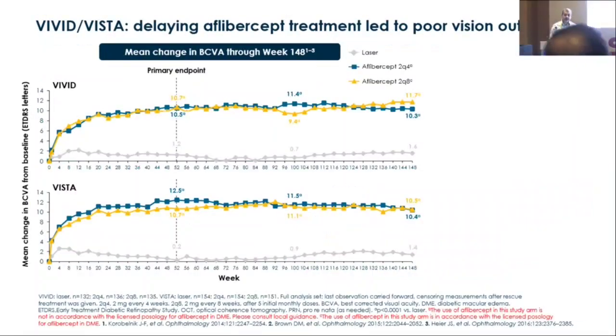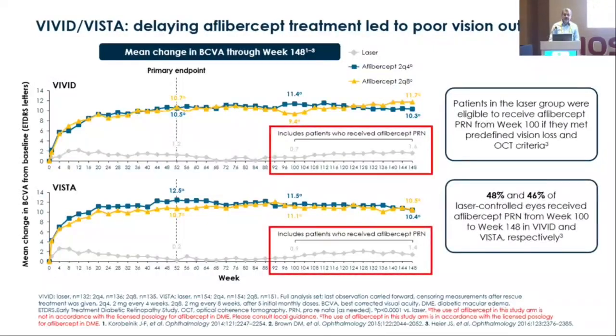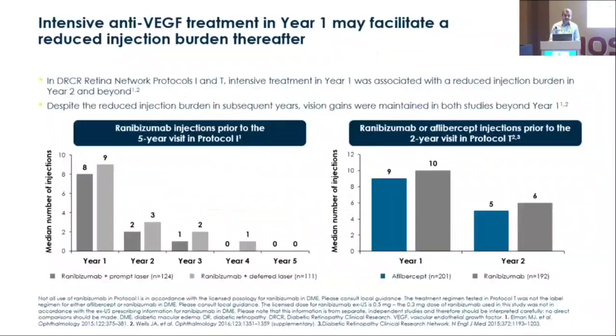This graph shows that delaying aflibercept treatment led to poor vision outcomes. Here you see that in the lower line, the light gray line, the patients who had received laser, once they were eligible to receive intravitreal injections, did not gain the vision which the upper 2 lines show, the patients who were given early injections.